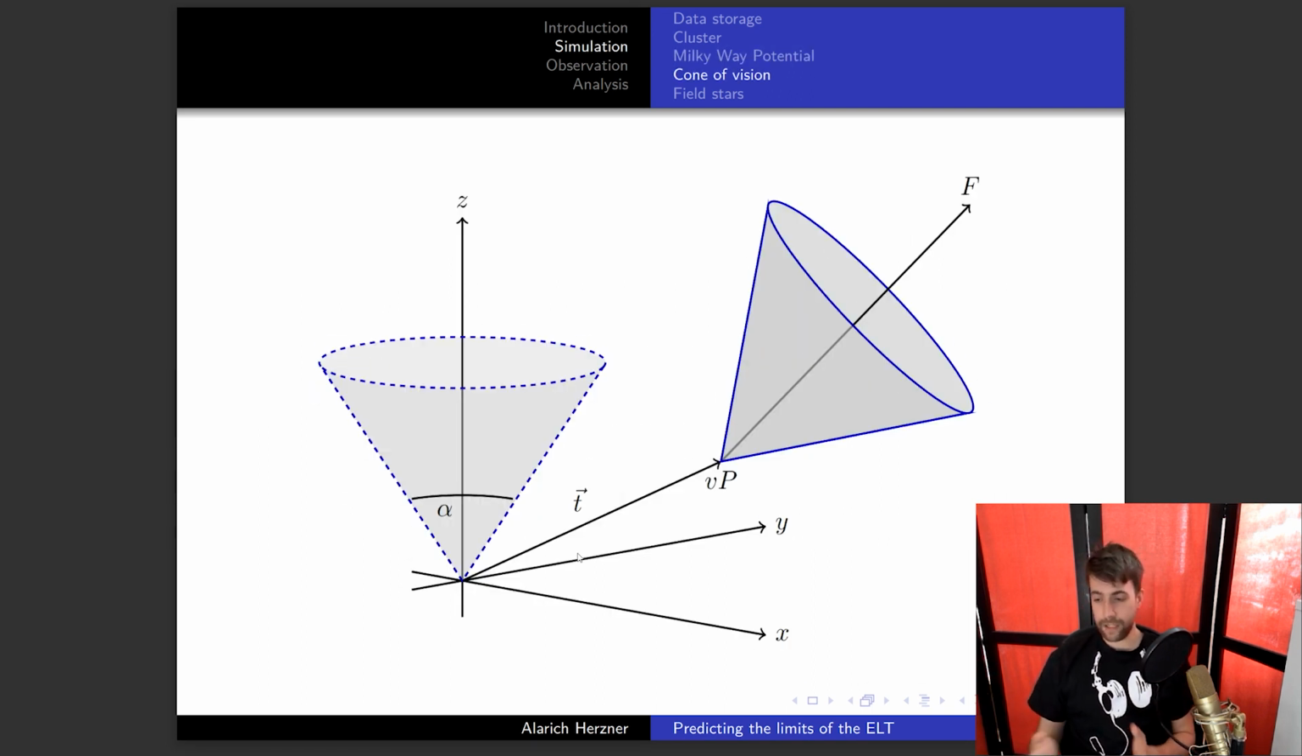Now, when initializing the field stars, I can't initialize all the stars of the whole Milky Way. This would require way too much hardware, I guess. That's not an option for my home computer. So I only initialize the stars within the volume that I can observe with the telescope. And this is defined right here. You have the position of the observer, you have the view direction, the direction you're looking at, and you have an angle, the view angle, which is how far you can see to the left and to the right. The result is this cone over here, which I call the cone of vision. We are only initializing the field stars inside this cone of vision.